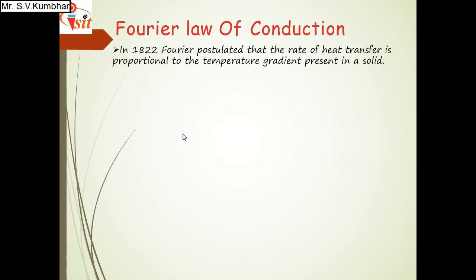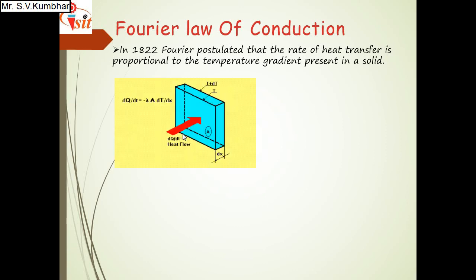Fourier law of heat conduction. In 1822, Fourier postulated that the rate of heat transfer is proportional to the temperature gradient present in a solid. Let us take one example. A solid having thickness dx is kept and it is supplied heat at one end. What will happen? Heat will transfer from face A towards face B, which is situated at the right hand.